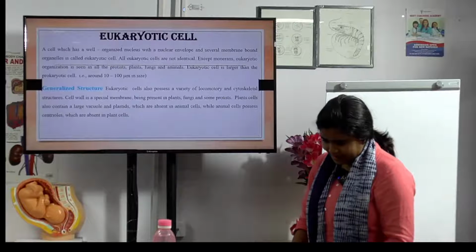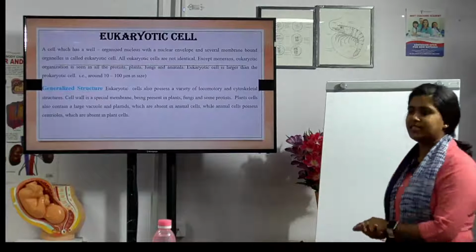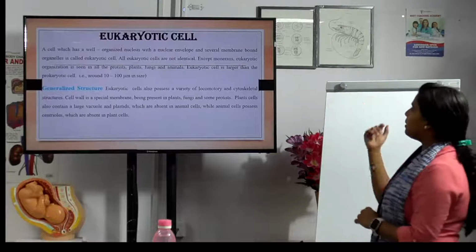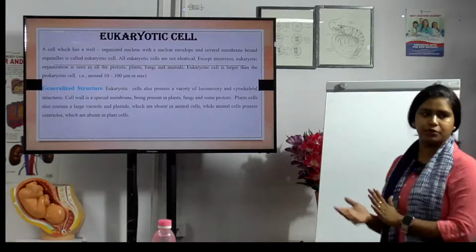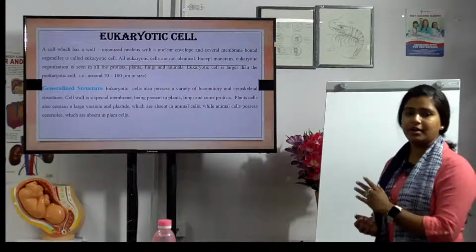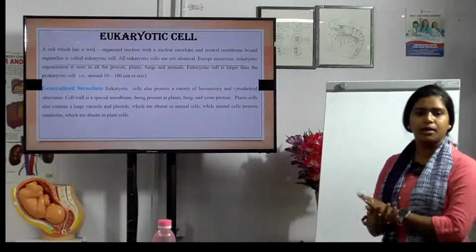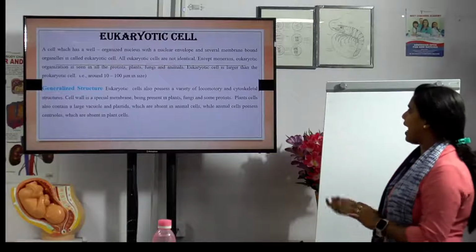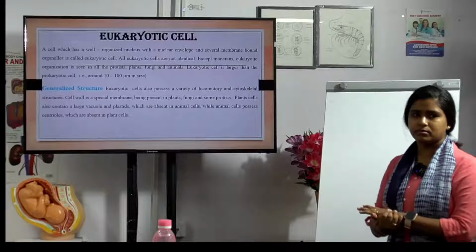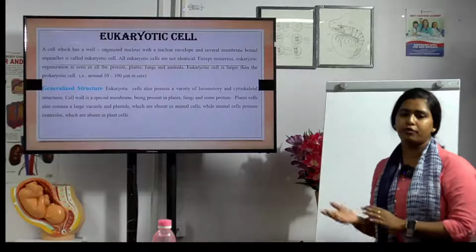Okay, and the next is the eukaryotic cell. A cell that has a well differentiated nucleus with a nuclear envelope and several membrane-bound organelles is called a eukaryotic cell. All eukaryotic cells are not identical, except for what? The monerans; eukaryotic organization is seen in protists, plants, fungi and animals. The cell is larger than a prokaryotic cell. In general structure they possess a variety of locomotory structures.